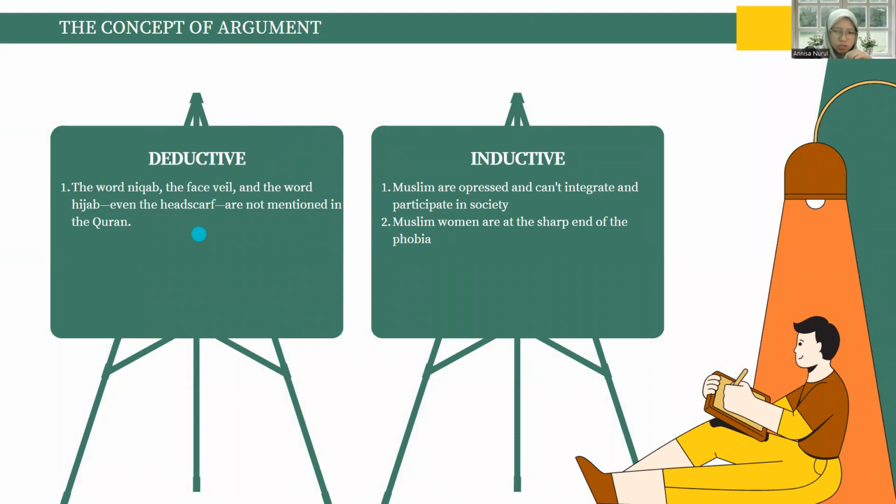The first one is deductive. What are deductive arguments? They are arguments presented to be valid and not have false conclusions. For example, here in the video, I can find that the word niqab, the face veil, and the word hijab, even the headscarf, are not mentioned in the Quran. While inductive arguments are arguments whose strengths come in degrees and are not supposed to be valid. For the example here, the first one is Muslims are oppressed and can integrate and participate in society. Second, Muslim women are at the sharp end of the phobia.